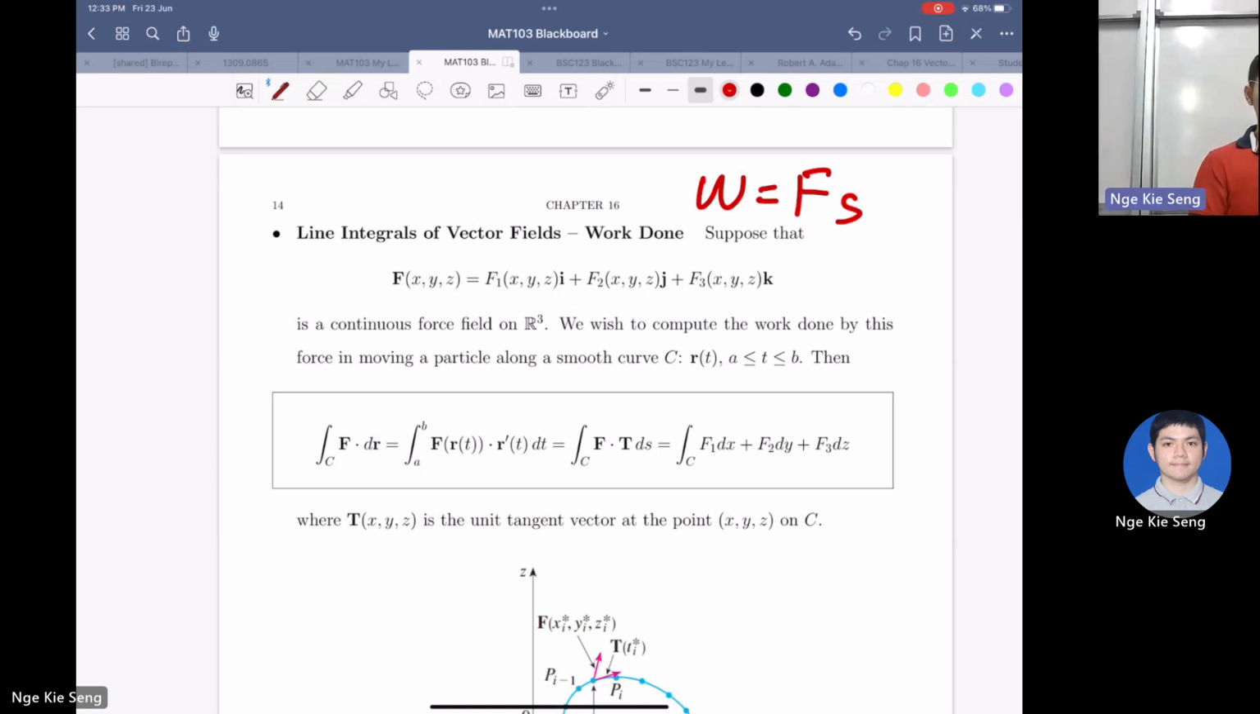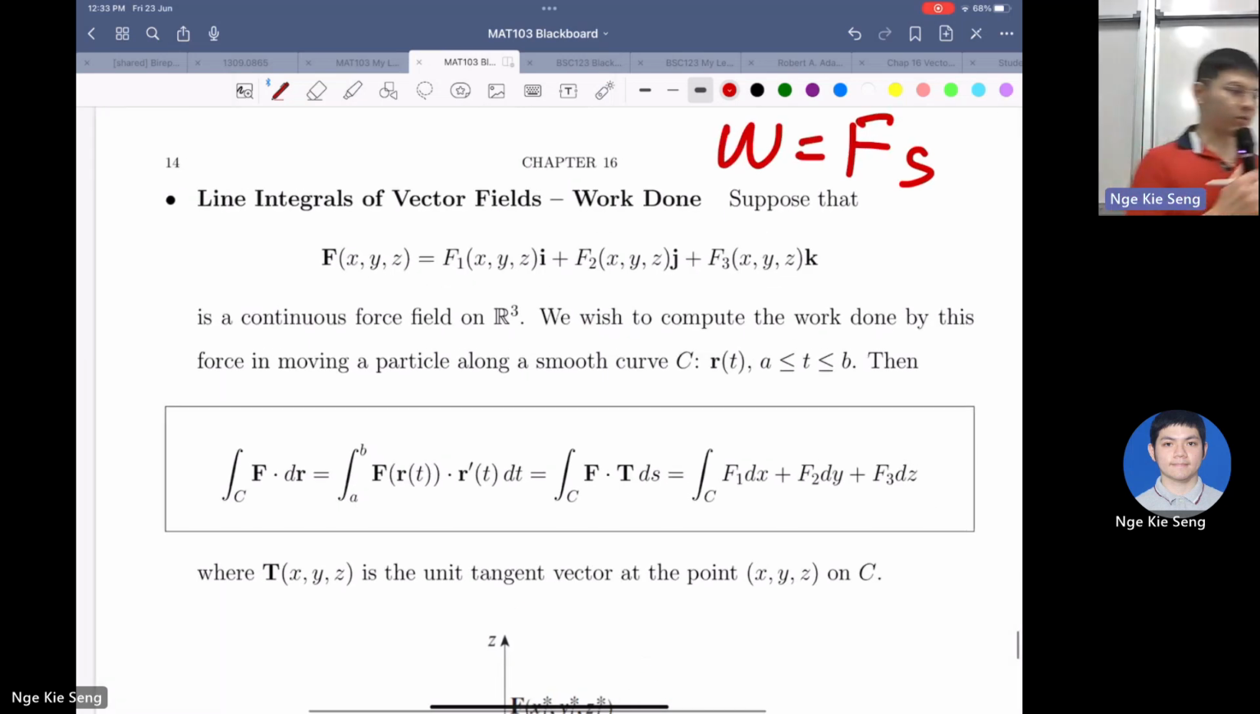So we wish to compute the work done by the force in moving a particle along the smooth curve r(t). The problem here is the force is in 3 directions and the displacement is also in 3 directions. So how do we integrate 3 directions? Actually, we need to split into 3 directions. We just split the integral into 3 directions, dx, dy, and dz. Maybe we don't go into the derivation. Should we go into the derivation?